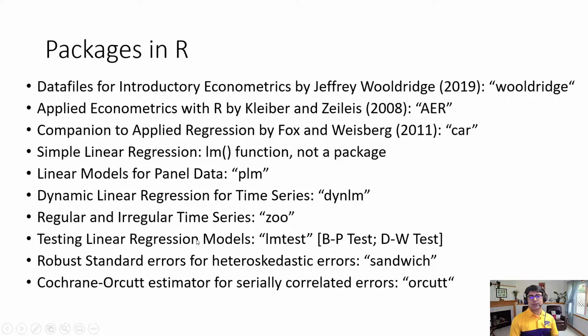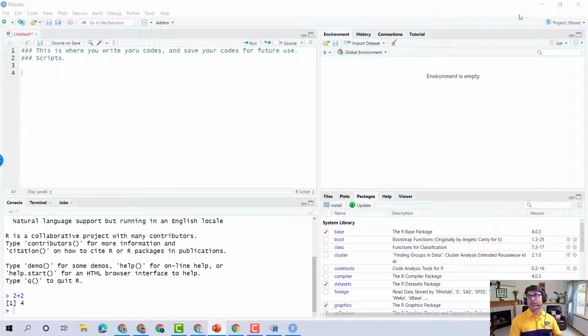If we find heteroscedasticity and autocorrelation, we'll be talking about that later in the semester. There are robust standard errors for heteroscedastic errors, and the sandwich package takes care of that. And there is the orcutt package that runs the Cochrane-Orcutt estimator for serially correlated errors. So these are some of the packages.